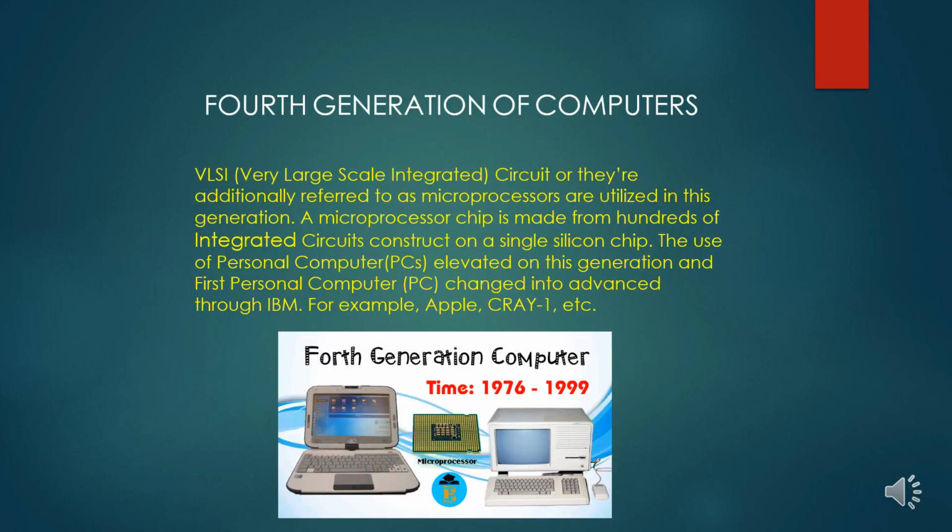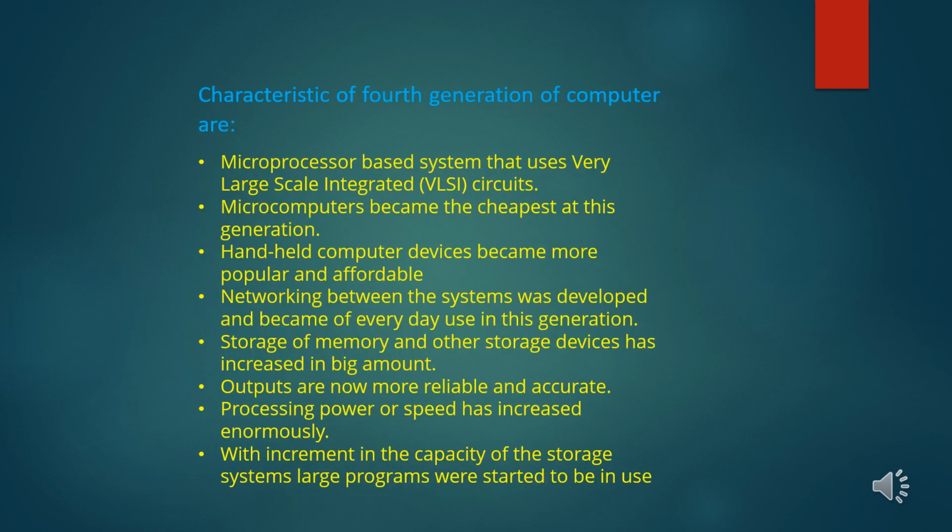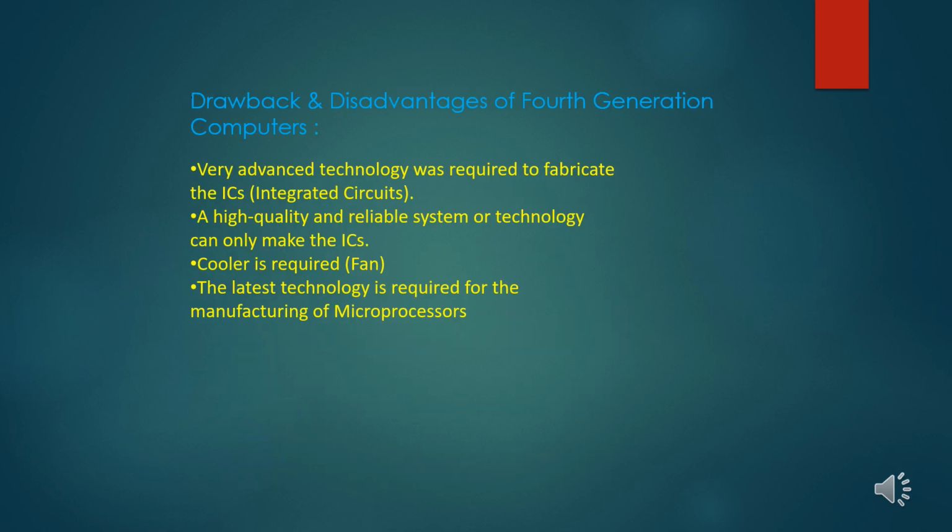Fourth generation of computer came in 1976 and lasted till 1999. VLSI circuit, or additionally referred to as microprocessor, are utilized in this generation. A microprocessor chip is made from hundreds of integrated circuits constructed on a single silicon chip. Also, the use of word PC elevated in this generation, and first PC changed into advanced through IBM, for example, Apple, Cray-1, etc. Following are the characteristics of fourth generation of computers. Here are listed the drawbacks and disadvantages of fourth generation computer.